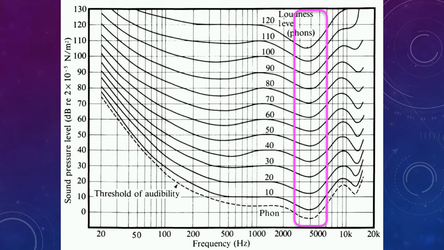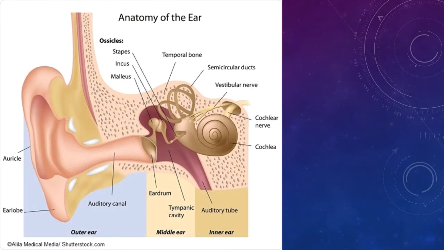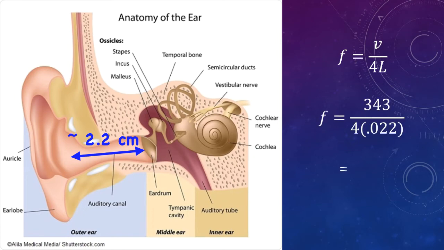Let's see why that might be. The average ear canal is about 2.2 centimeters long. If you remember, it acts like a tube closed at one end, and the resonant frequency would then be f equals v over 4L. So, plugging in numbers, we get 343 meters per second divided by 4 times 0.022 meters equals 3,898 Hertz. So this is a good explanation for the dip in the Fletcher-Munson curves at 4,000 Hertz.